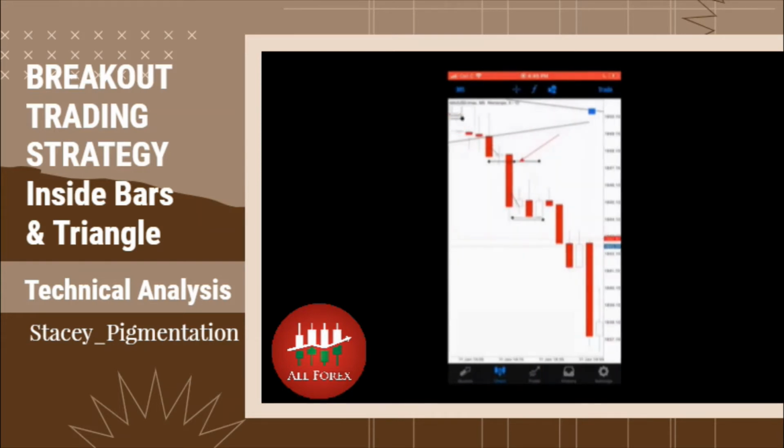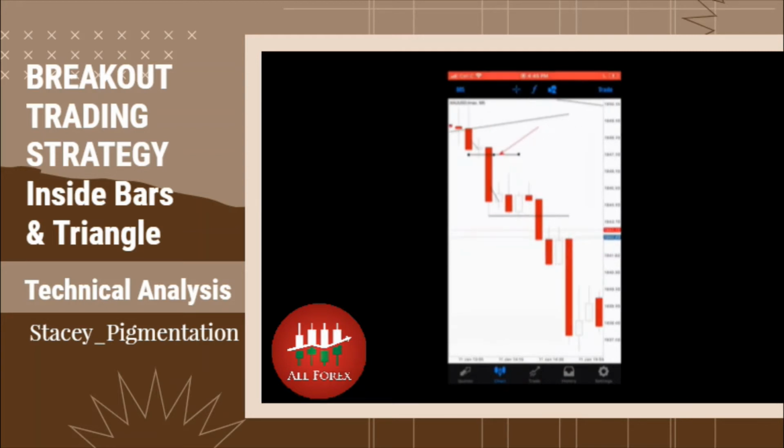I locate my low at this price, and then it means that when I locate my pending order at this price, when price touches 1844, it was going to trigger and break it and then move down.